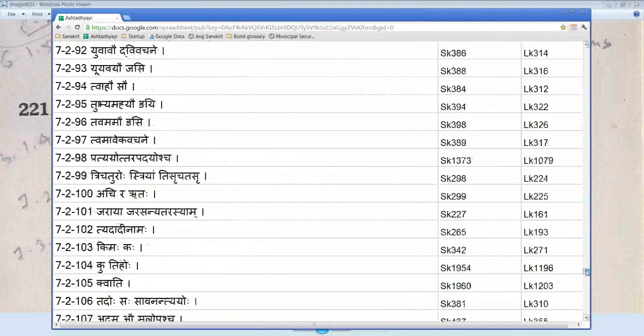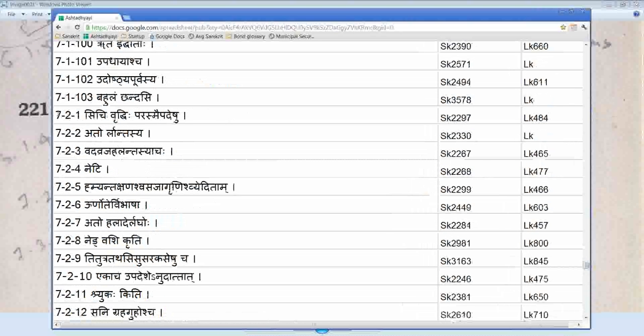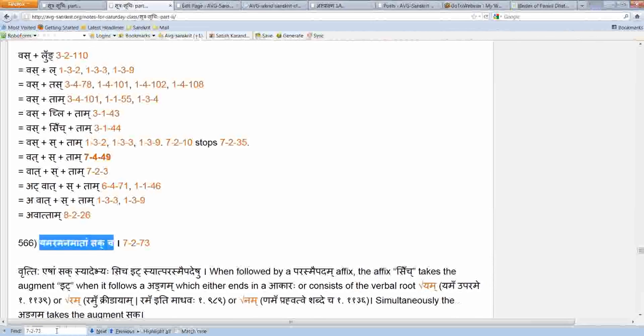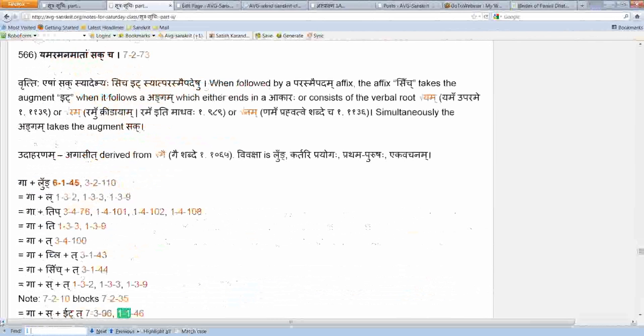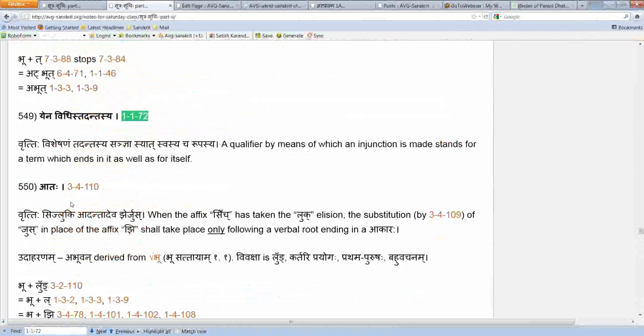Sichi parasyapadeshu. So basically this sutram 7-1 will then become that if you have an igantam angam followed by sich, followed by parasyapadam, we get the vriddhi adesha. Because iko guna vriddhi applies, along with the yena vidhistadantasya. So now the good thing is that we have all these sutras in our document here. So we can go to yena vidhistadantasya. This sutram also we have studied. It says visheshanam tadantasya swasanyasyat swasya cha rupasya.